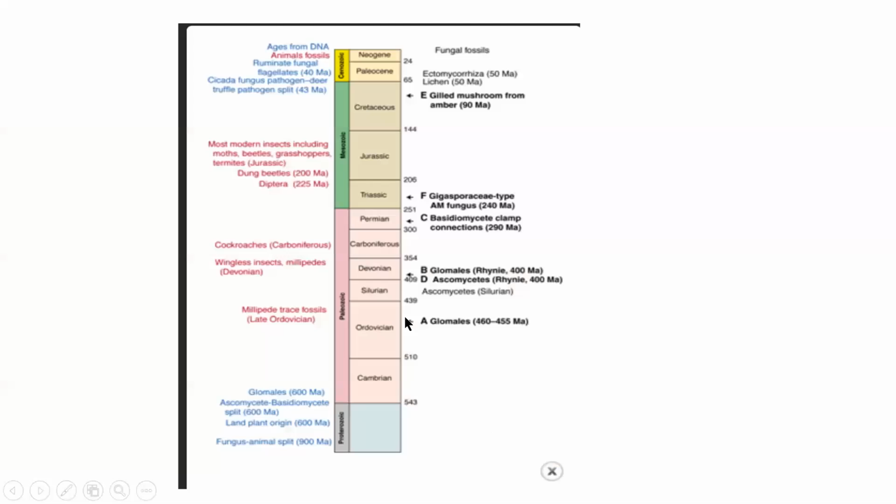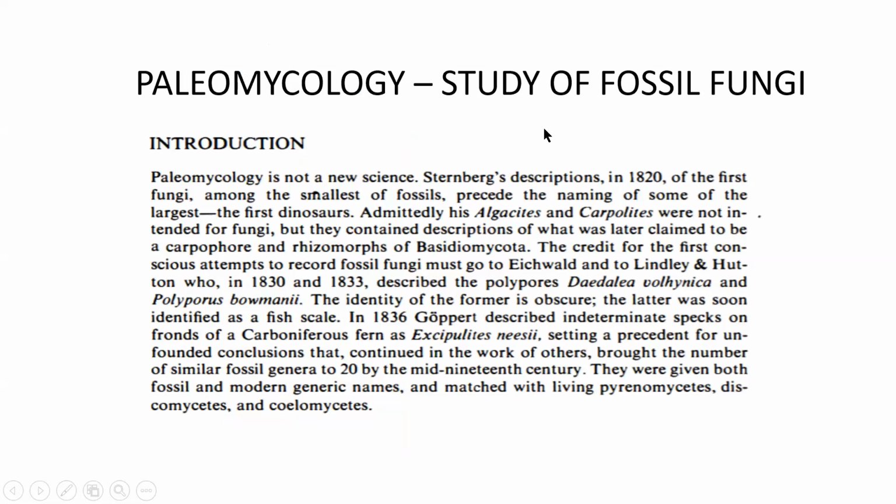Okay, so this is the geological time scale related to fungi. You have ectomycorrhiza which have been found 50 million years ago. You have found fungi in lichen 50 million years ago. You have mushrooms found in amber 90 million years ago. Okay, arbuscular mycorrhizal fungus have been found in the Triassic era. Basidiomycotina fungi have been found in Permian era. So this is the geological time scale based on fungal fossils. So the study of fungal fossils is called paleomycology. Like paleobotany that you studied. So it is called paleomycology.